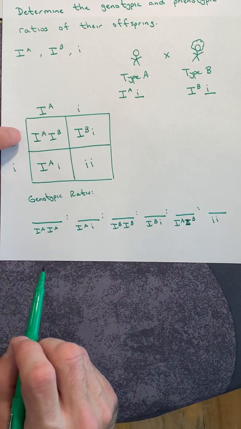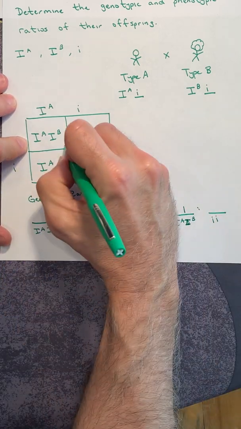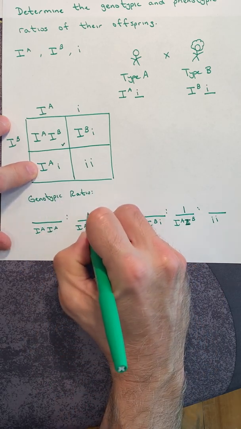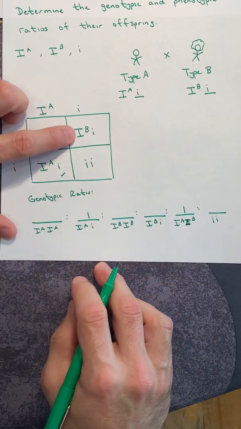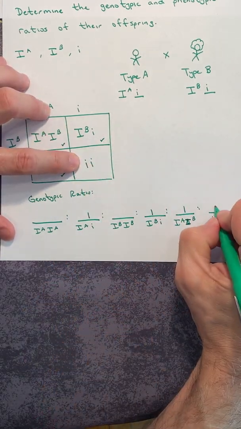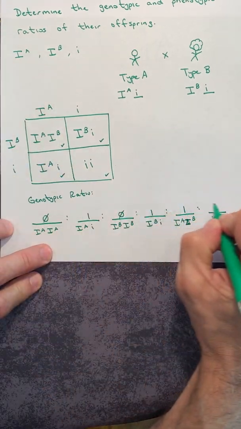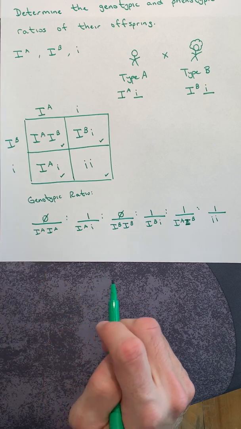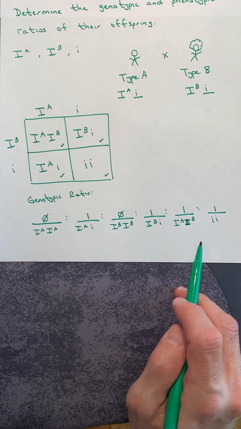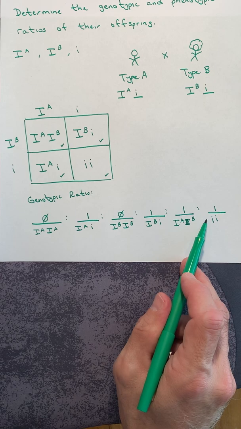Okay? So we have an IAIB. So we have one of those. Don't forget to check it off. We have an IA little i. We have one of those. Check it off. IB little i. We have one of those. And little i, we have one of those. The rest are zeros. Not complicated. So your genotypic ratio is 0 to 1 to 0 to 1 to 1 to 1. Okay, because hey, guess what? 0 plus 1 plus 0 plus 1 plus 1 plus 1 is 4.